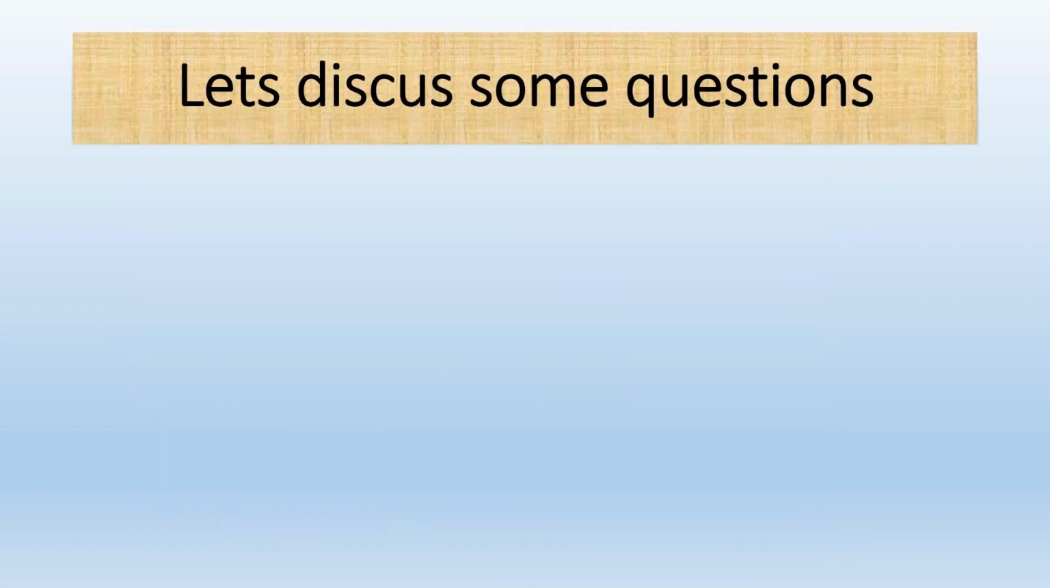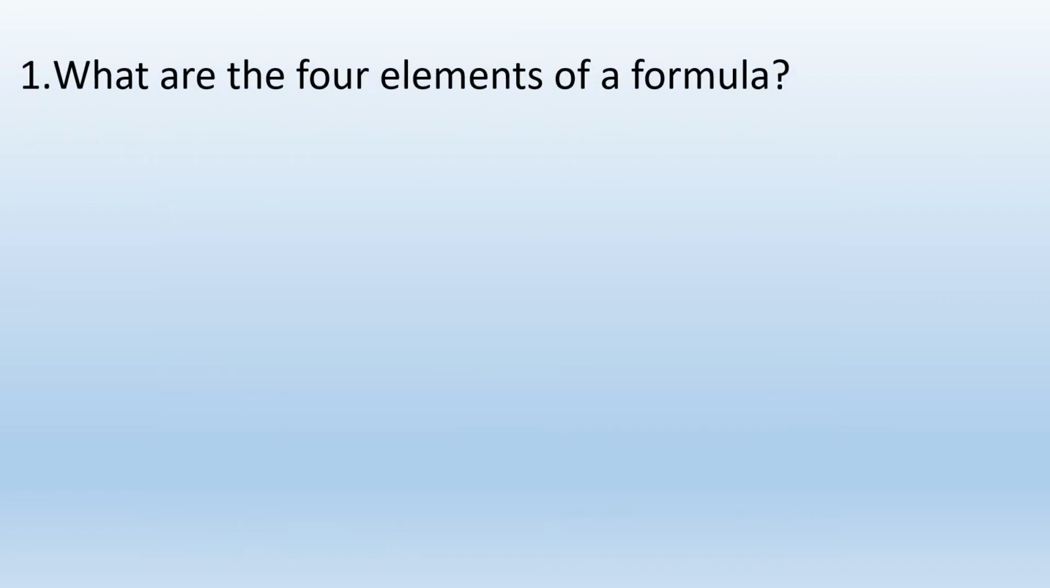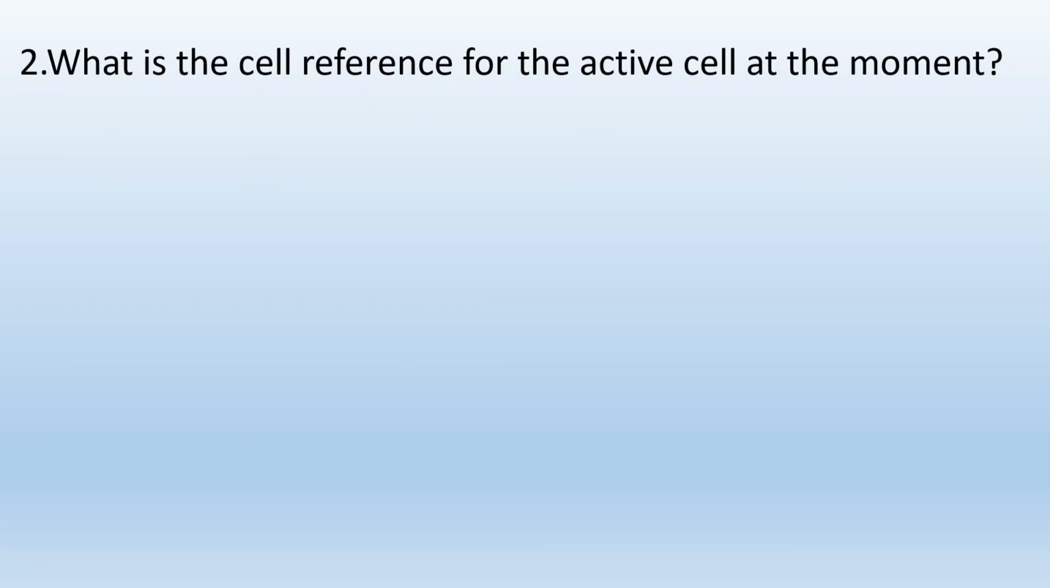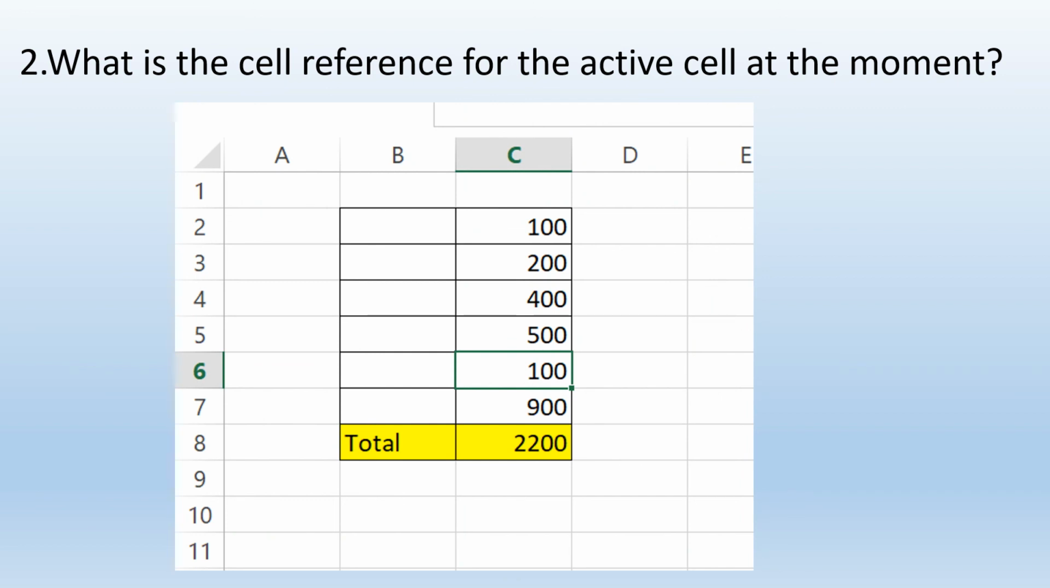Now let's discuss some questions regarding this area. First one is, what are the 4 elements of a formula? These are the 4 elements we have learned: cell references, operators, constants and functions. The next question is, what is the cell reference for the active cell at the moment? Check this. Now can you all say what the cell reference for this active cell is? I hope you all can understand the active cell is highlighted with a green color and the column names and the row numbers are highlighted with the green color. So this is the active cell, that is C6.